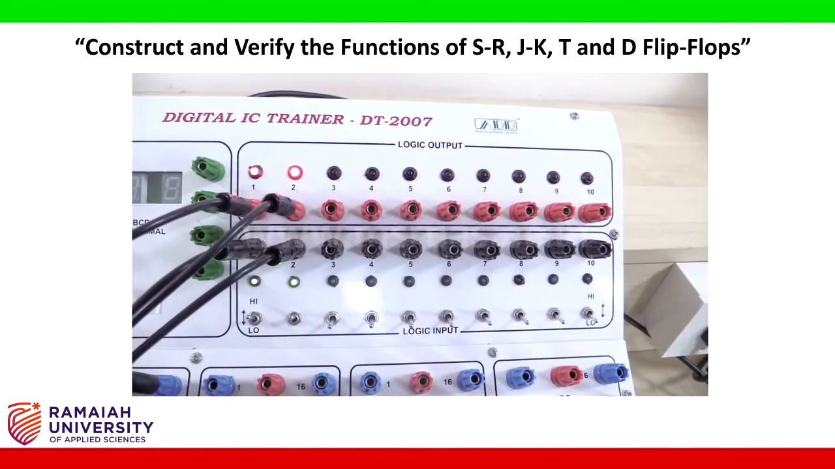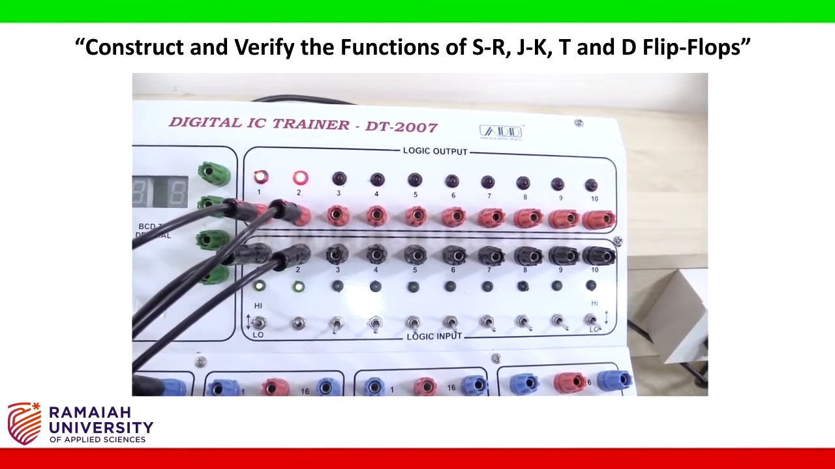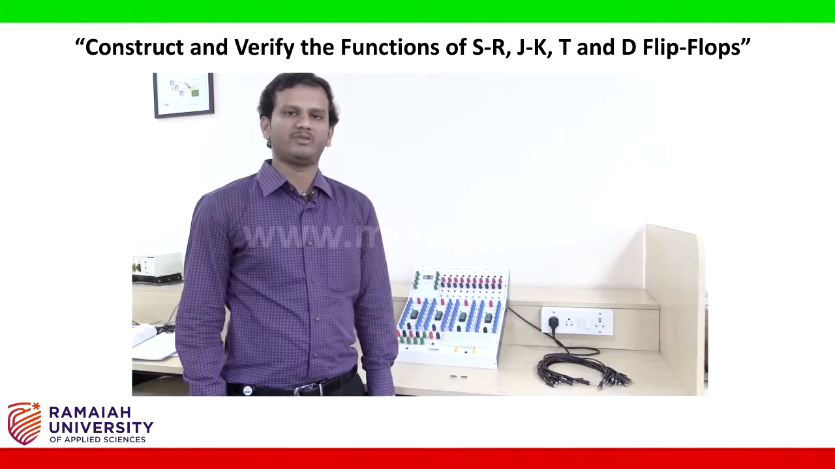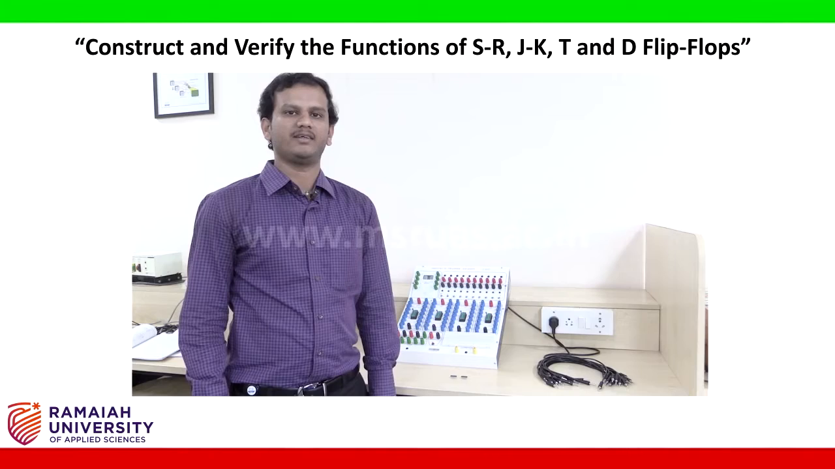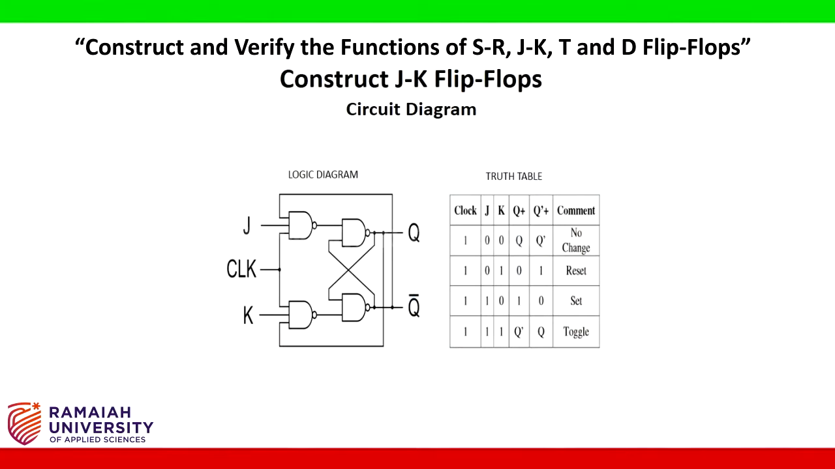So that means we have verified the truth table, so this completes the experiment. We have verified the SR flip-flop. Now let us verify the JK flip-flop as per the logic diagram.